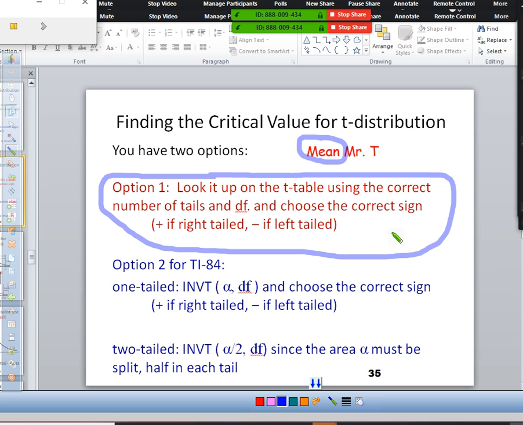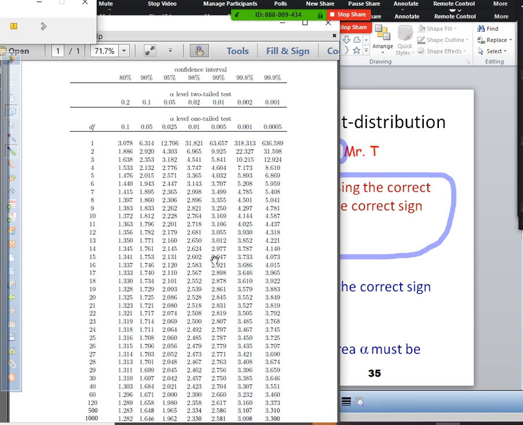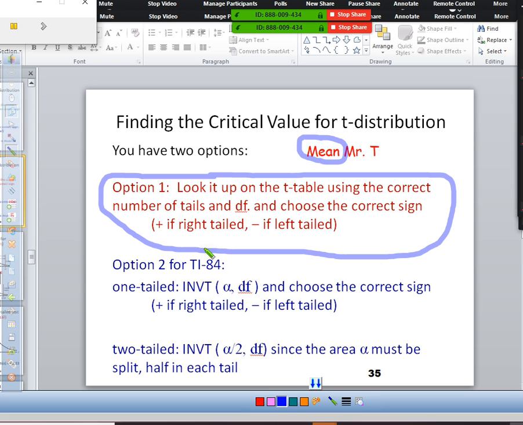And then pick the correct sign. If it's right-tailed, it should be positive. If it's left-tailed, everything in the T-table is positive because they just want to give you the numbers. You can figure out the signs on your own. So if it's left-tailed, anything on the left side of a normal distribution curve should be negative. All those z-scores are negative, so you just make it negative. If it's two-tailed, then you have a positive one and a negative one both.